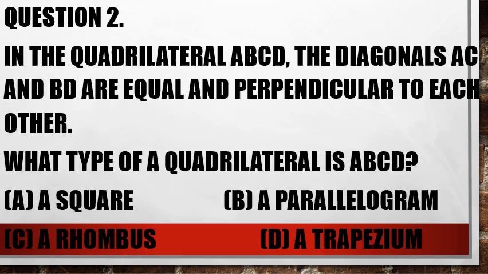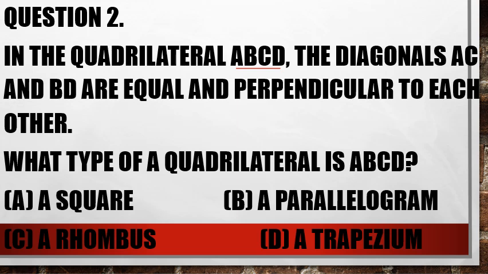Next, in the quadrilateral ABCD, diagonals AC and BD are equal and perpendicular to each other. If the diagonals of a quadrilateral are equal, then we know that it must be a rectangle. If it is a rectangle, then all the angles are equal. All the angles of ABCD will be equal, that is, 90-degree right angles. And the diagonals are perpendicular to each other.